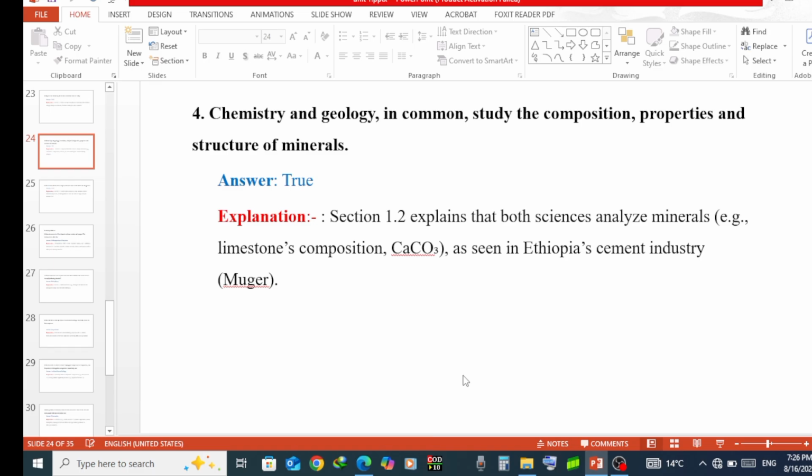The answer will be true. In your book text, section 1.2 says that both sciences analyze minerals, for example limestone's composition like calcium carbonate, as in Ethiopia's cement industry.